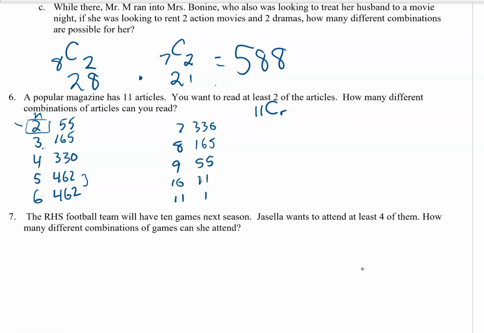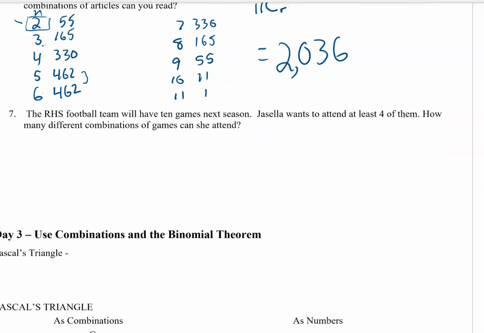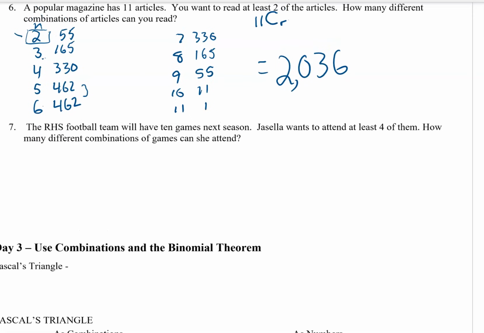So we'll add these together. Do quick mental math. Okay, that's 2,036 different options. No, that wasn't mental math. I did it in my calculator before I started the video. So 2,036 total ways to be able to read 2 or more of these 11 articles.